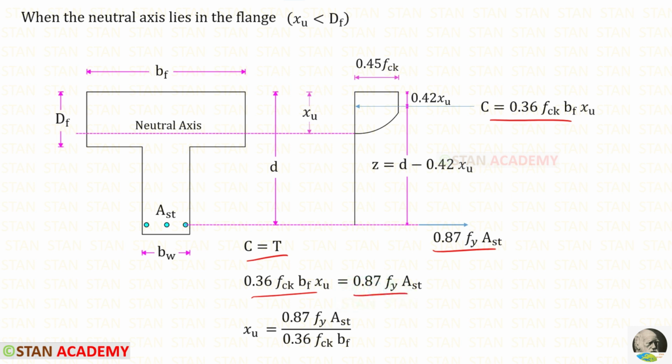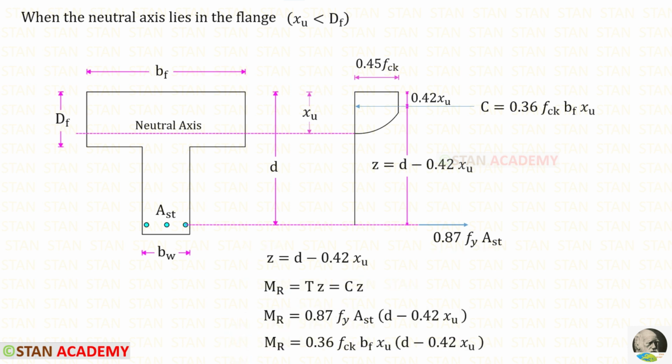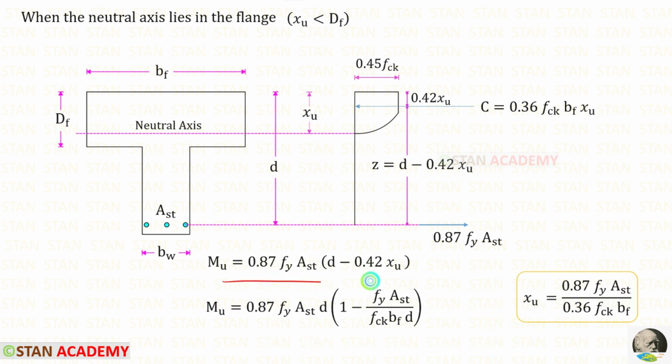In this way, we will get the depth of the neutral axis XU. The moment of resistance will be T·Z or C·Z. T is this one and Z is this one. Also, we can take alternatively C is this one and Z is this one. So in these two ways, we can find the moment of resistance. In this expression, instead of XU, we can apply this. In this way, we will get this equation.